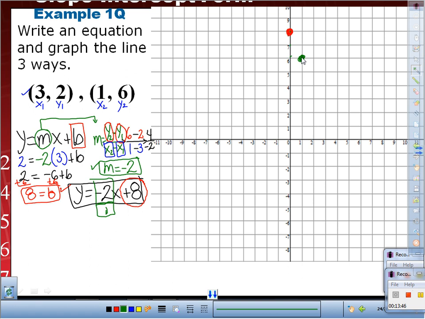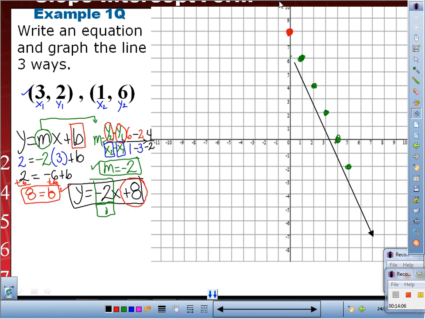Do it again from there. 1, 2, 1 to the right, spot your point. Keep repeating this to get more points. Graph your line. Nice and straight like mine. There you go.